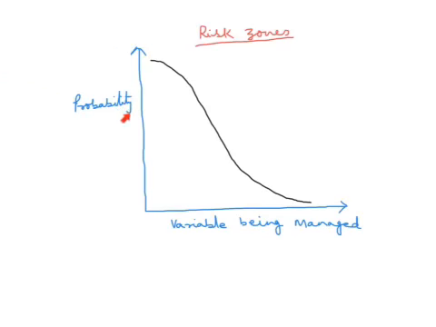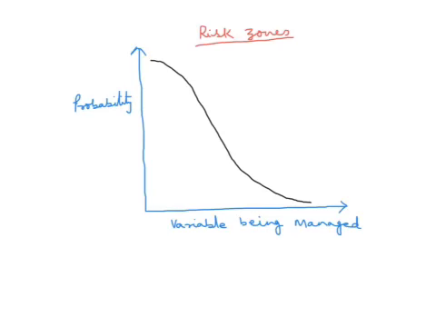This graph shows an indicative relationship between probability and variable being managed. When we take any decision related to risk management, then we try to manipulate some variable. Change in the variable value will change the probability also. For example, if we increase the height of a place where we keep the valuable items, then the probability of flood water reaching that level will go down. So if we are increasing the height, then the probability will be going down.